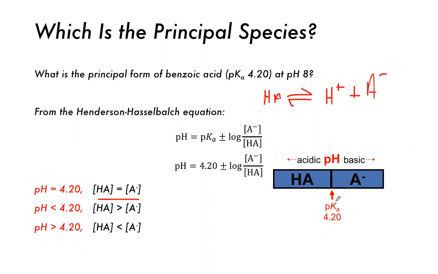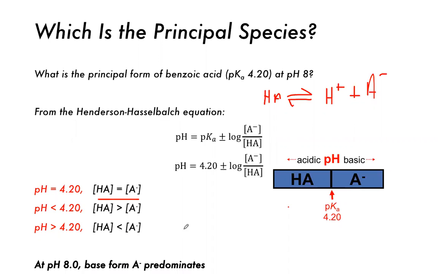Then if we have more A-, the pH increases, and so we have a more basic system. And then if we have more HA than A-, then we have an acidic system, and our pH is going to be somewhat acidic. So at pH 8.0, the base form A- predominates because the pH is greater than the pKa, which means that A- is going to be greater than HA.